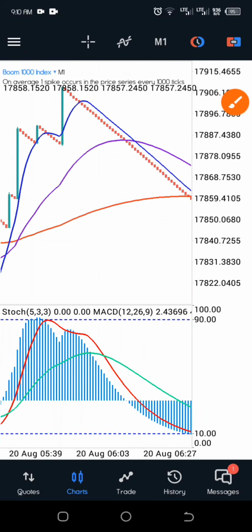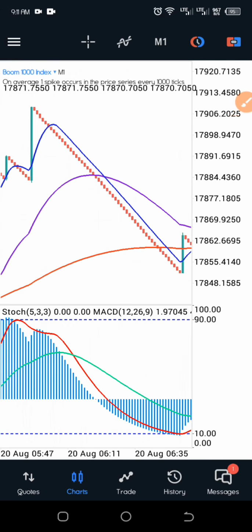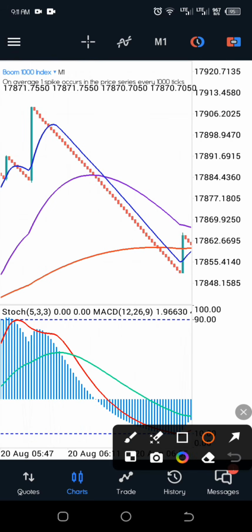Now this strategy is very good, and it's going to show you where you're going to take your profit. You take your profit when you see that the price touches the red moving average, which happens right here.